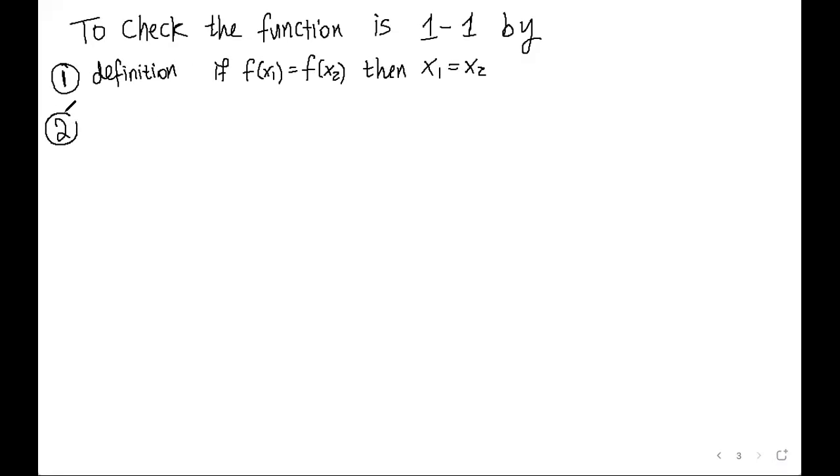Second way to check if the function is one-to-one is by using the horizontal line test. What is the horizontal line test? It is like a line. We use this one only for graphing, if the function is given as a graph. So let me give you the definition.